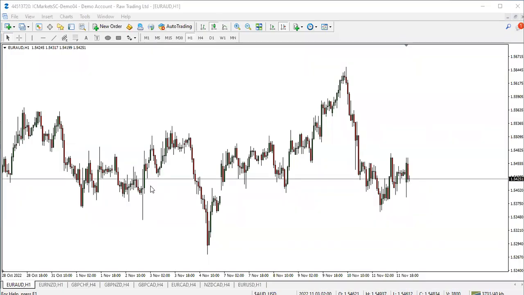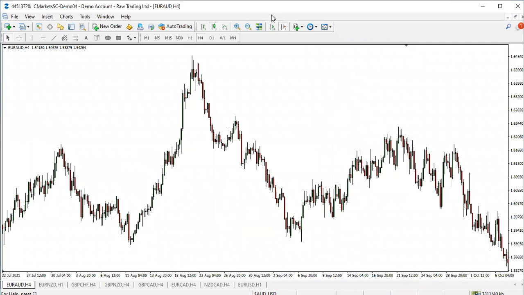Hi guys, I want to quickly show you some of the trades I will be looking at this week, or the pairs I'm watching this week and the zones I'm watching them. So starting with EURAUD, let's begin.